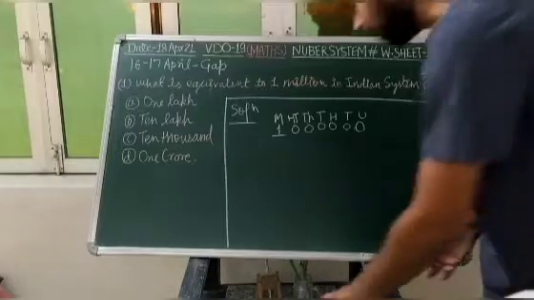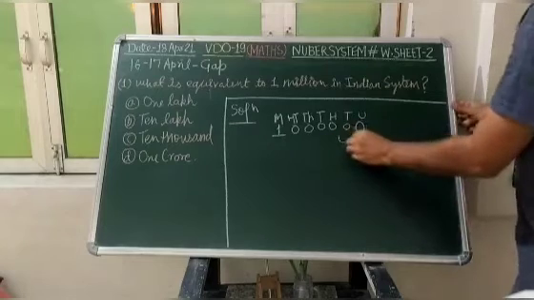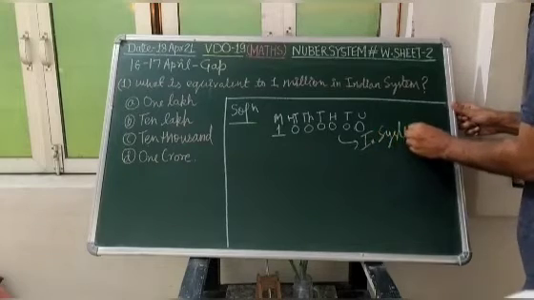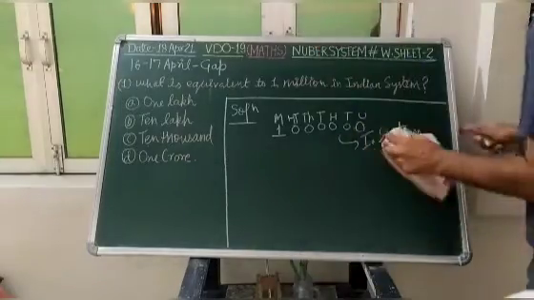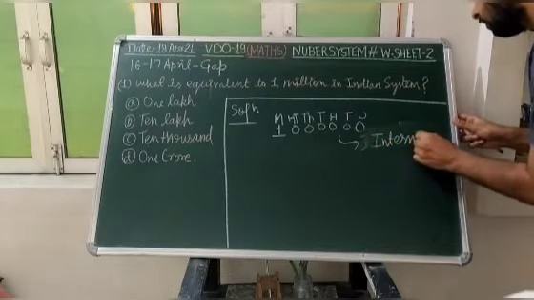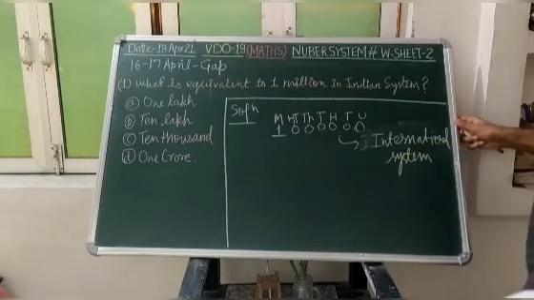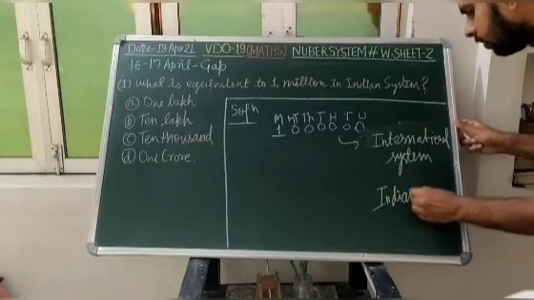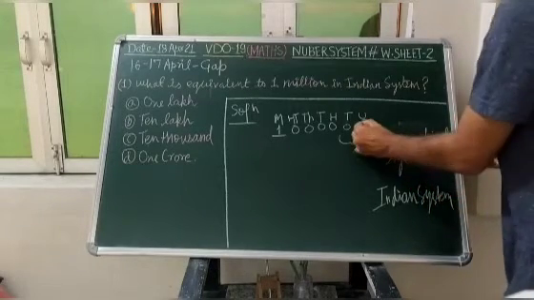Now what will it be called in the Indian system, that we want to know. This is our international system. And we want that in the Indian system or Hindu-Arabic system. Hindu-Arabic system is only called the Indian system.